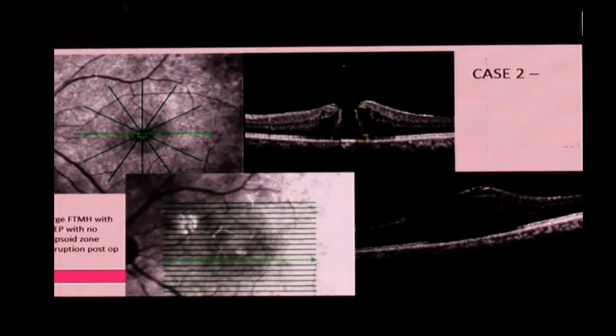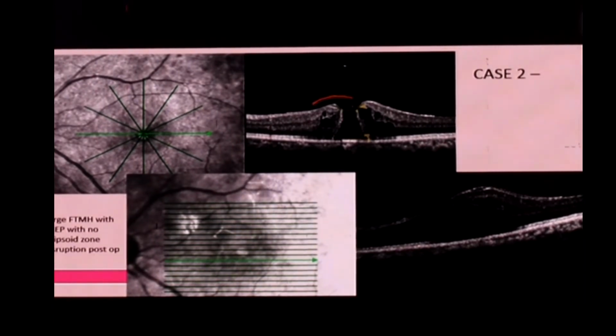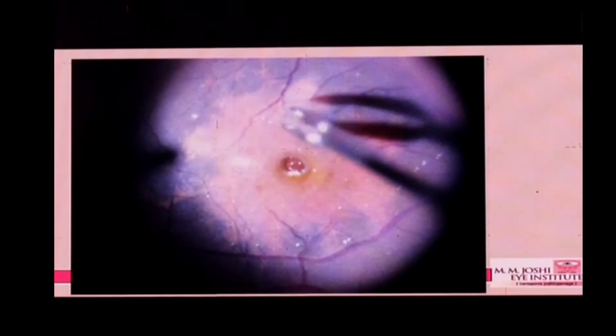So this is another case, the mother-in-law of a surgeon, whom we operated on. I saw that there was a small epiretinal proliferation; here you can see when I take a section down, at the edge here. And this is similar to what Compera et al. have shown, that around the macular hole you find this yellowish material or membrane.